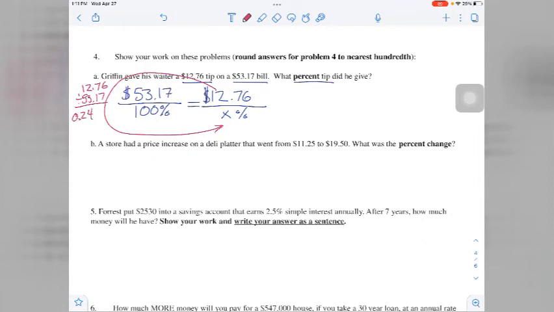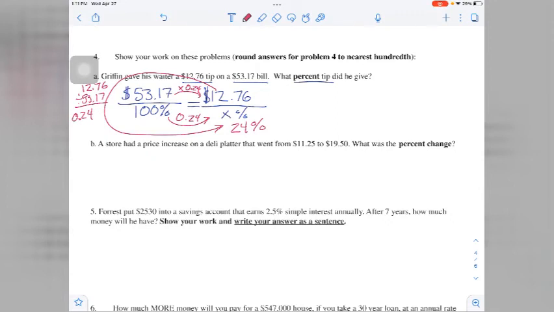And so that is the decimal value of my scale factor, right? That means 12.76 is 0.24 times $53.17. So if I multiply 53.17 times 0.24, I should get 12.76. Then I should do that here, and if I do 100 times 0.24, I will get 24%. So this is a 24% tip.